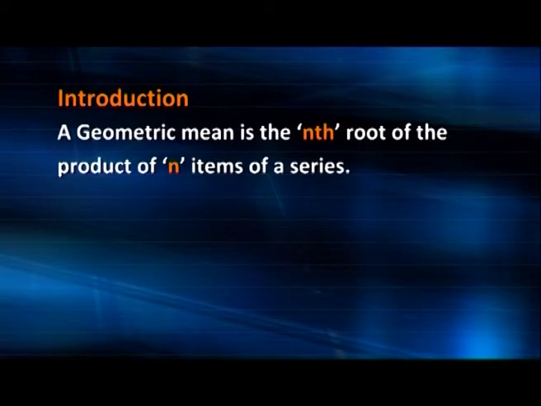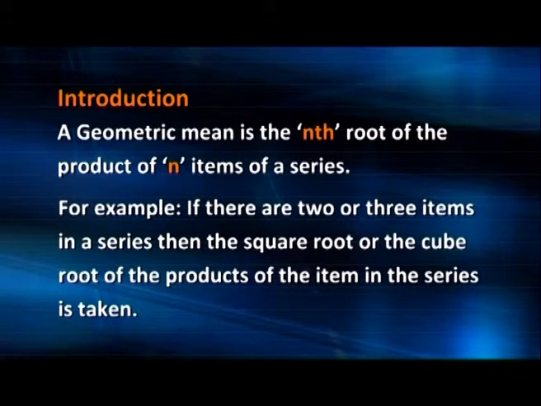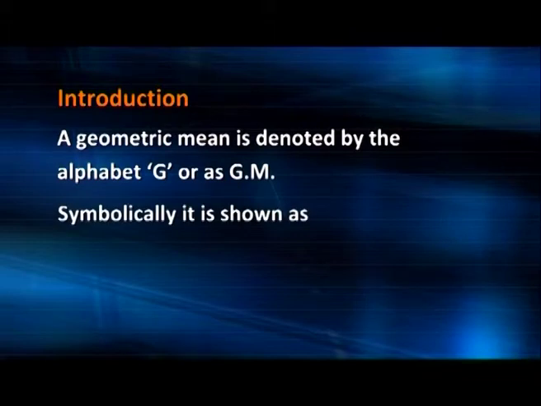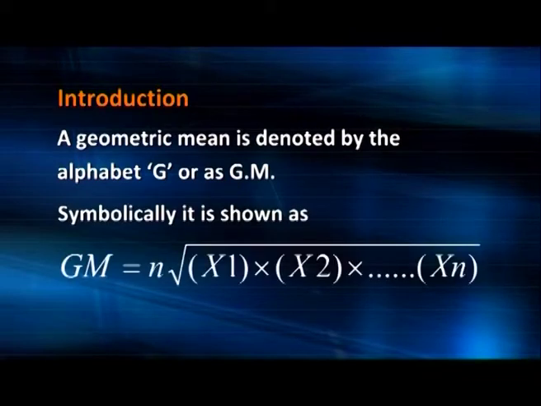Geometric mean is the nth root of the product of n items of a series. For example, if there are 2 or 3 items in a series, then the square root or the cube root of the products of the items in the series is taken. A geometric mean is denoted by the alphabet G or as Gm. Symbolically, it is shown as G is equal to the nth root of the variables x1 into x2 into x3 and so on to xn.